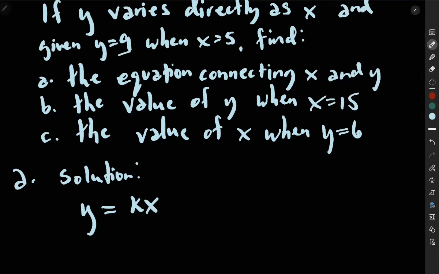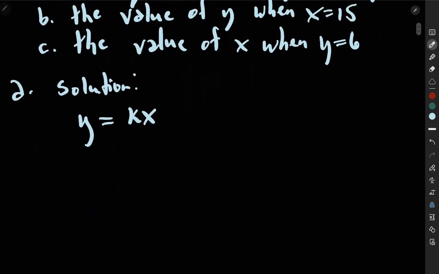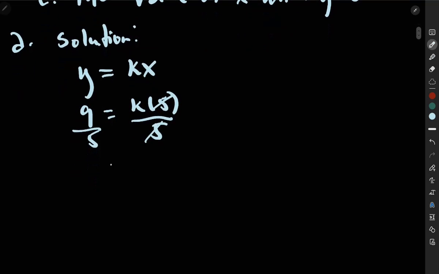The initial given is 9 is y, x is 5. You're going to use that to find the constant. You always do that in variation problems. So remember that y is 9 and x is 5. We're going to replace those to solve for k. So we're going to divide 5 on both sides so that 5 will be gone on one side and k is left alone. So k is 9/5. This is what we need.